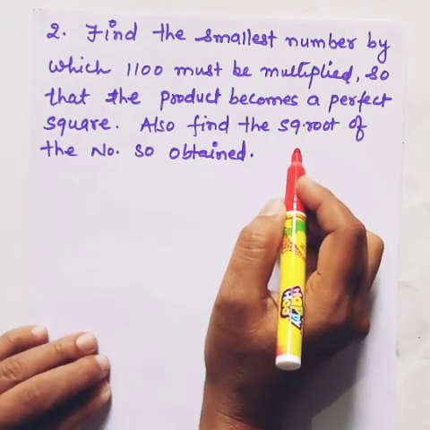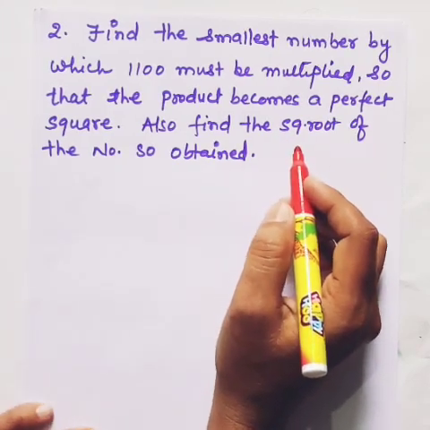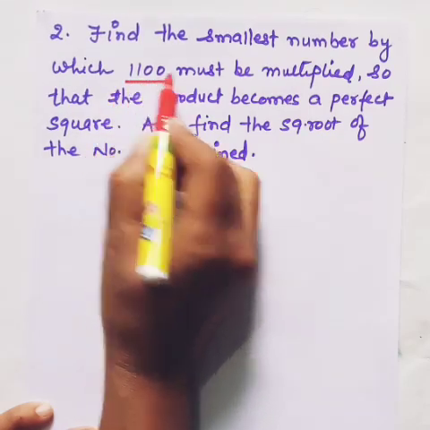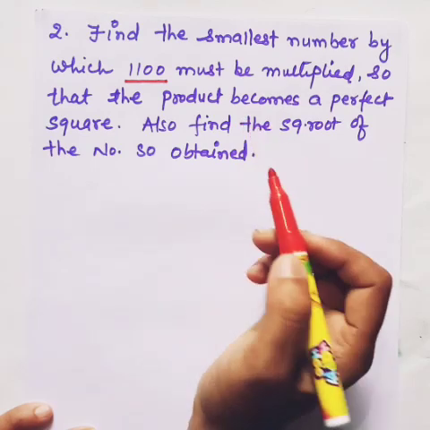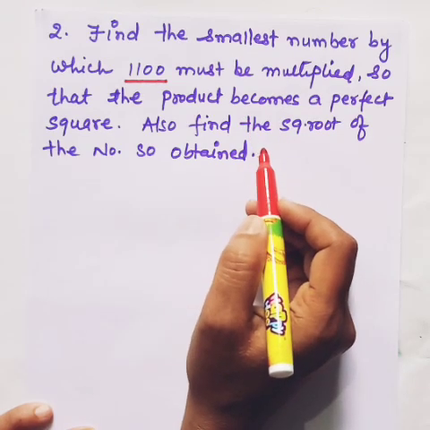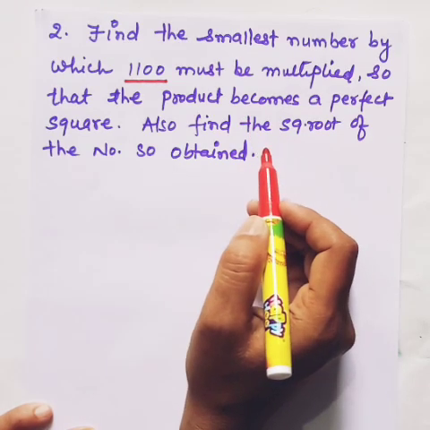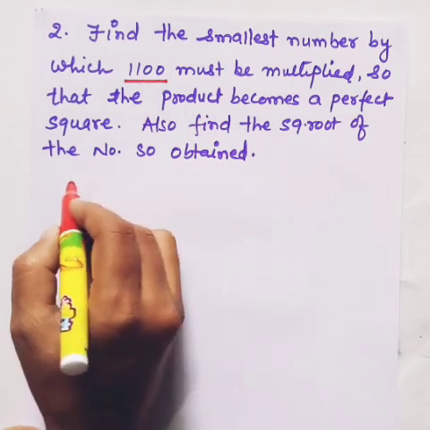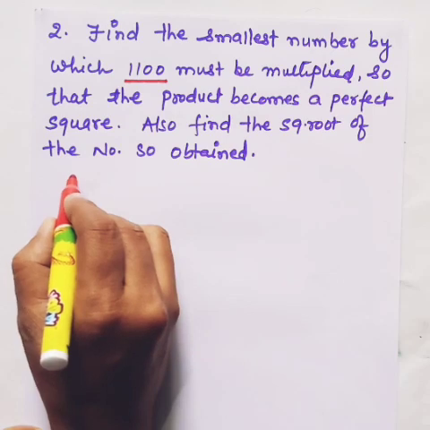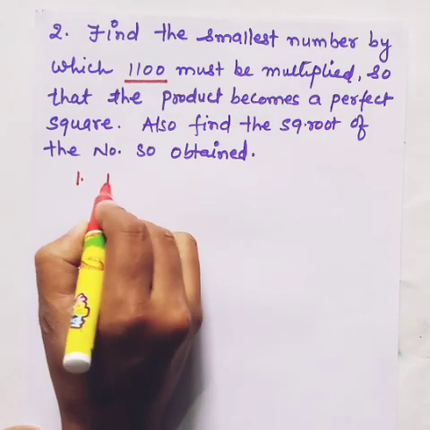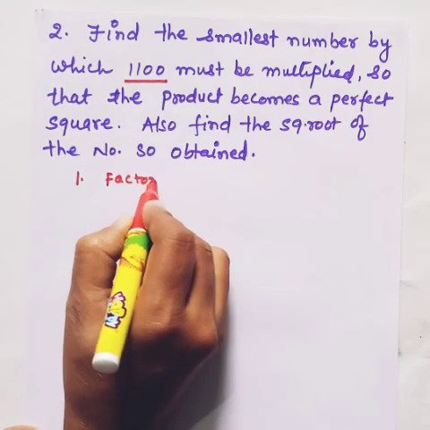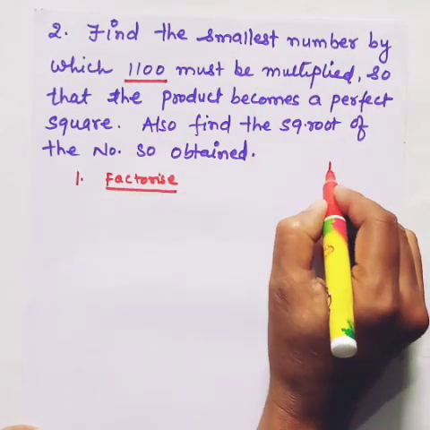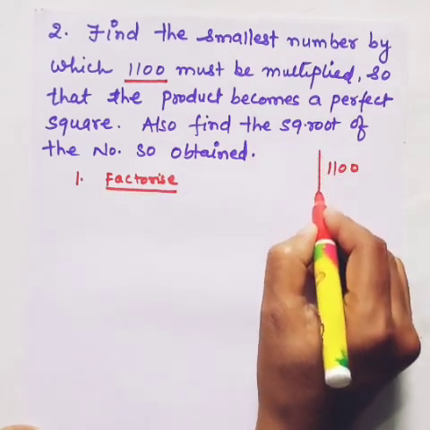Now look here, what we have to do? First we have to prime factorize this particular number to get the factor which is required to multiply by 1100. So first of all, let us factorize. Step 1 is to factorize. What factorize? Prime factorize. So I will start here with 1100.